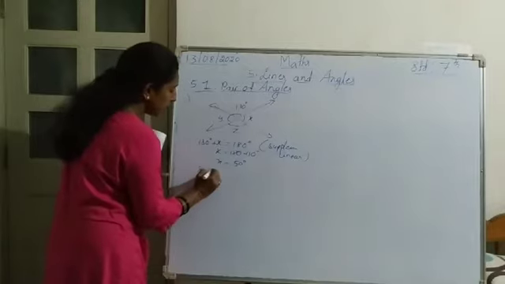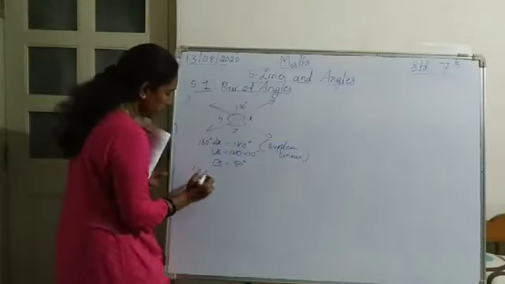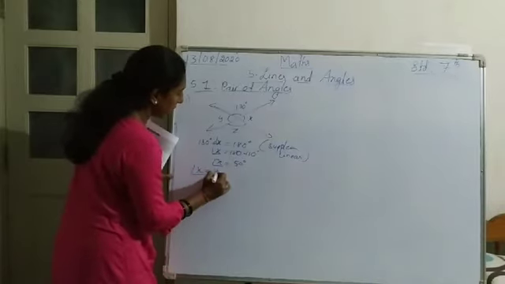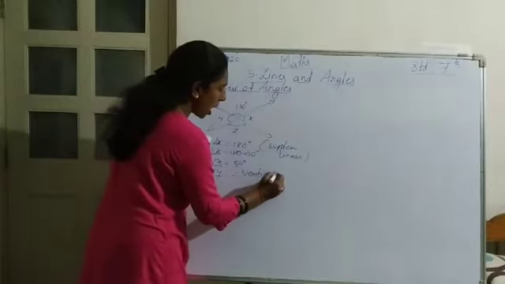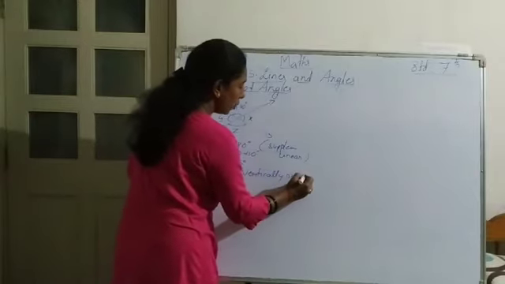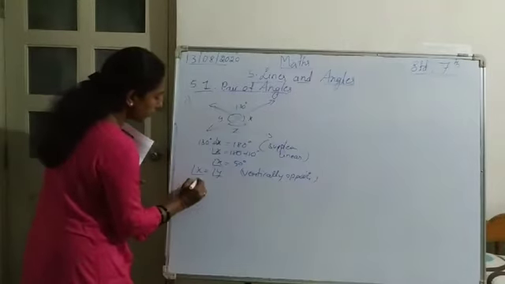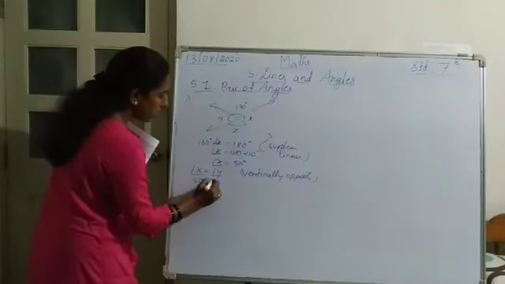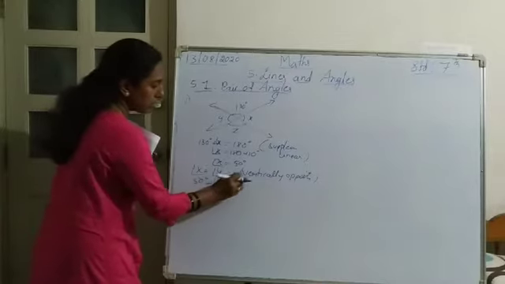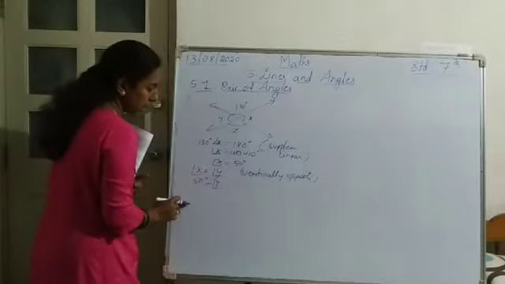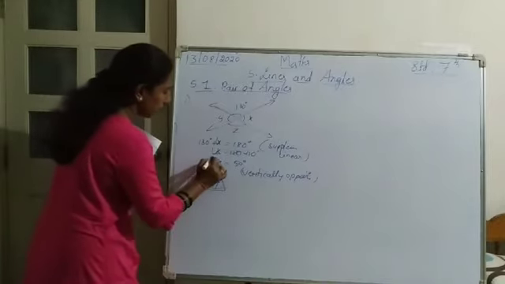Angle x is equal to angle y because they are vertically opposite angles. x is 50 degrees, then y is also 50 degrees. So angle x is equal to angle y, vertically opposite angles, so y is equal to 50 degrees.